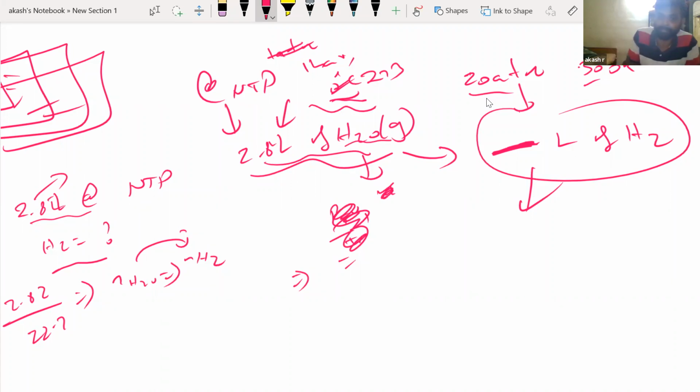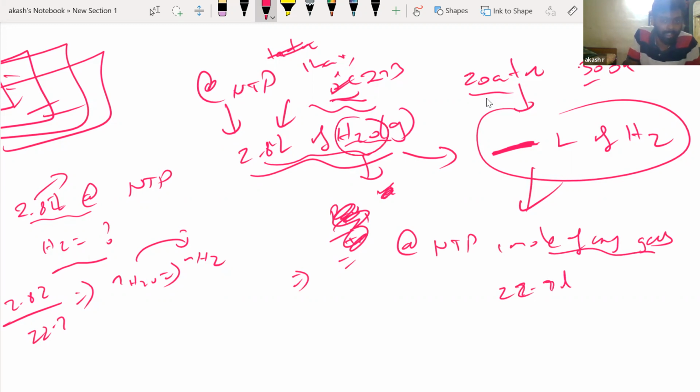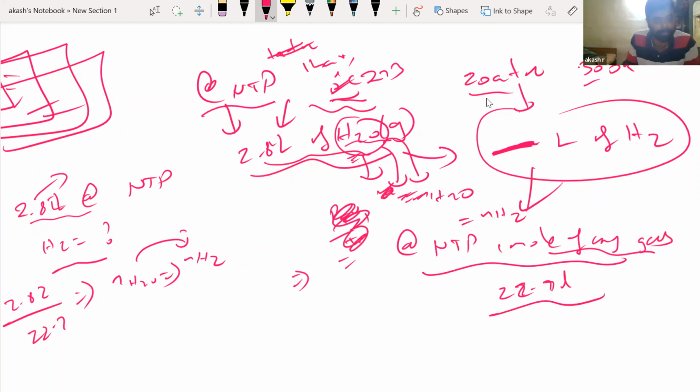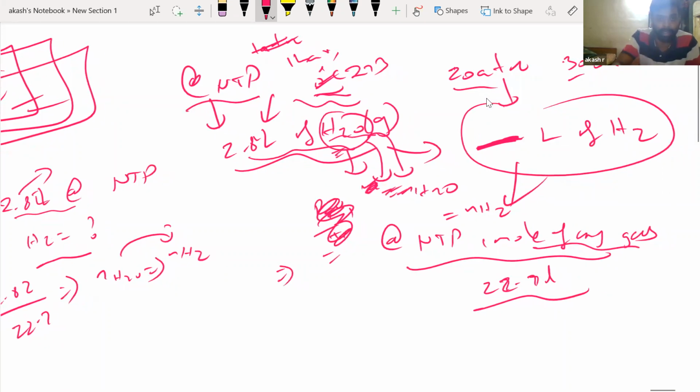At NTP, I know any gas, 1 mole of any gas, will have a volume of 22.7 liters. That I know. Any gas for that matter. So if that's the case, whether it is H2O or H2, the number of moles at NTP should be the same. Can I say this, people? Yes, sir. So whatever be the gas, either water vapor or H2 gas, whatever be the number of moles of H2O will be the number of moles of H2 also, because of the statement coming from here. I can actually do that now, right?